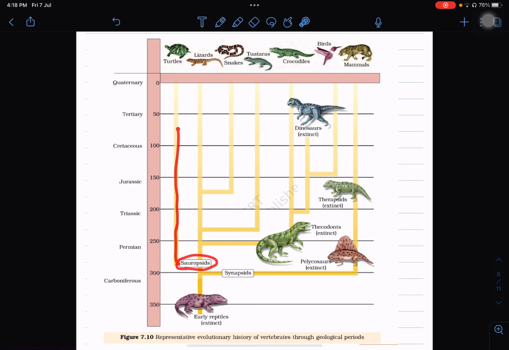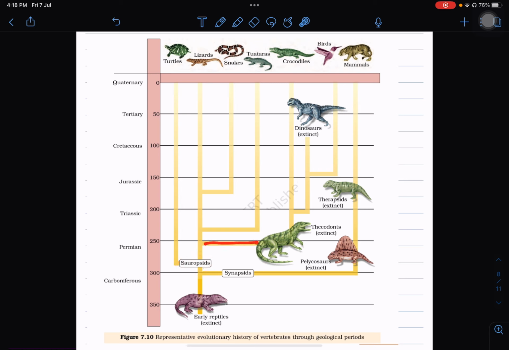Sauropsida is the ancestor of turtles. Sauropsida is the ancestor of lizards. Sauropsida is the ancestor of snakes. Sauropsida is the ancestor of tuatara. Sauropsida means the lizard-faced organism. So turtles, lizards, snakes, and tuatara are all lizard-faced. All of them evolved from the Sauropsids.